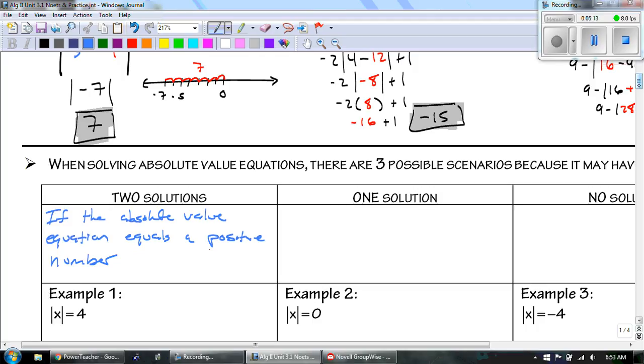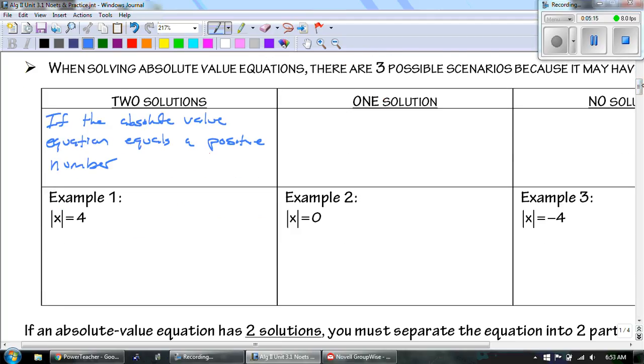So here's our first example. The absolute value of x equals 4. Well, what numbers are 4 from 0? So I'm trying to think what numbers could be inside that absolute value bracket to make that true. And if you don't know, you could draw a number line and say, well, I know for a fact that the number 4 is 4 numbers away from 0.